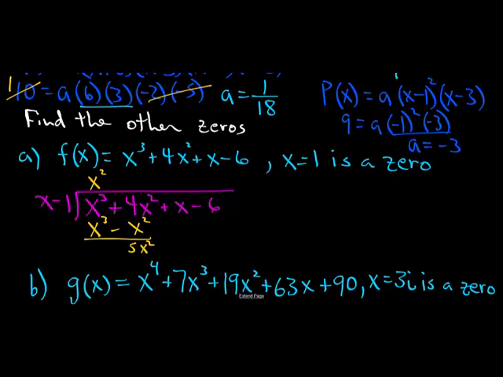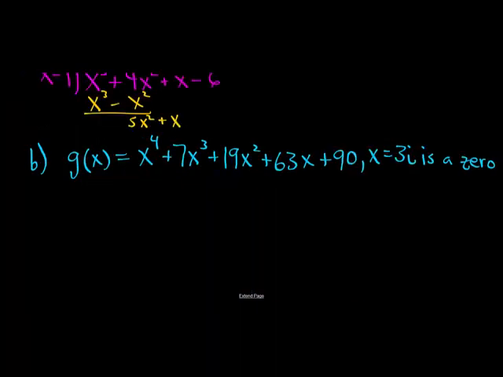Now I divide x into 5x squared, and I get 5x. Oh yeah, I need to bring down the x, don't I? Okay. So now I multiply 5x times x minus 1. Let me give myself some more room here. Hang on. I didn't plan ahead.